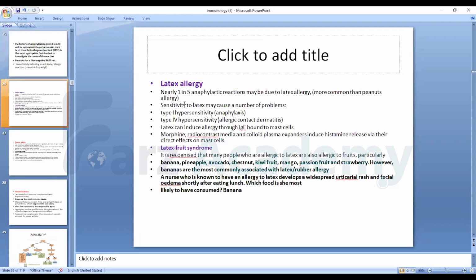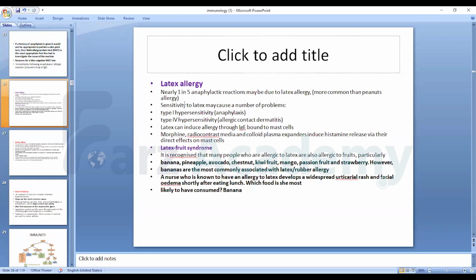So coming to latex allergy. Nearly 1 in 5 anaphylactic reactions may be due to latex allergy, more common than peanut allergy. Sensitivity to latex may cause a number of problems. Type 1 hypersensitivity like anaphylaxis can occur. Type 4 can also occur, allergic contact dermatitis. Latex can induce allergy through IgE bound to the mast cells. Morphine, radiocontrast media, and colloid plasma expanders induce histamine release via their direct effect on the mast cells.